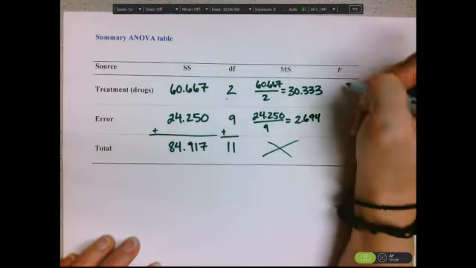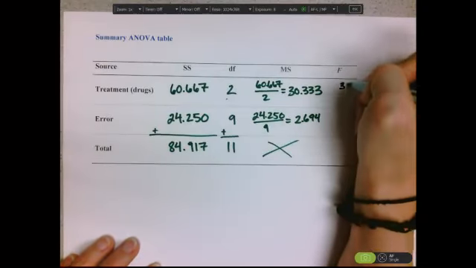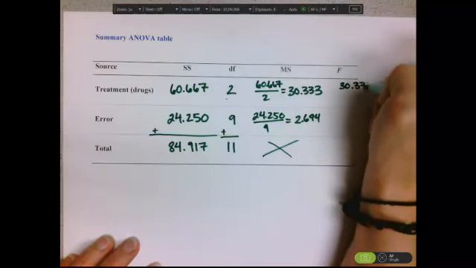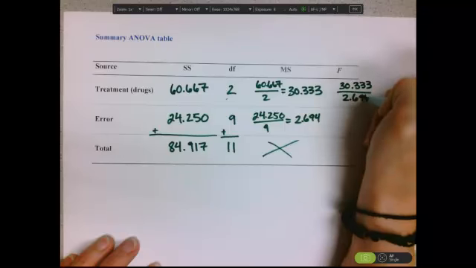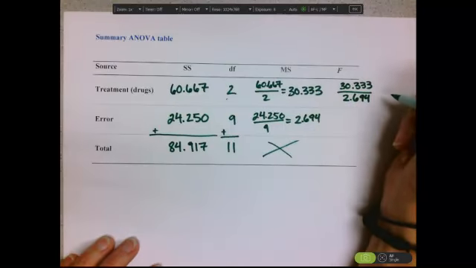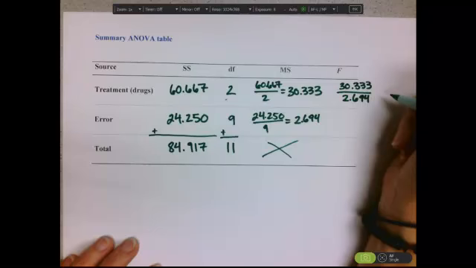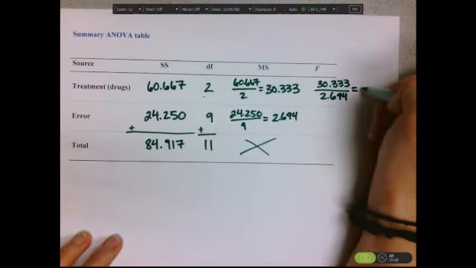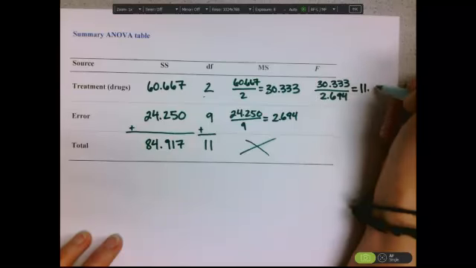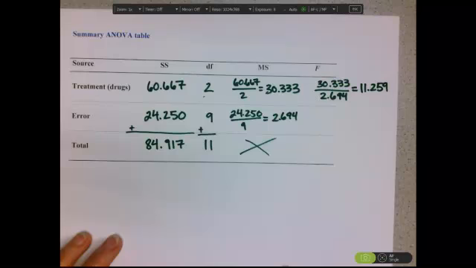And then our F is our mean square treatment divided by our mean square error. So if there's more variation, remember, due to treatments than there is variation due to just random sampling error, then we would expect to actually see a significant difference between the means. So when we divide these two values together, we get 11.259. Okay, so that's our F statistic that we've calculated.